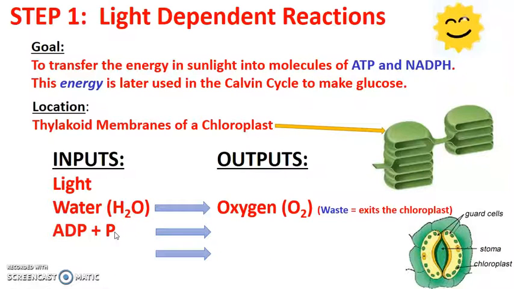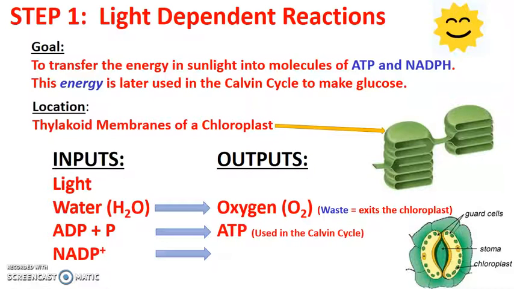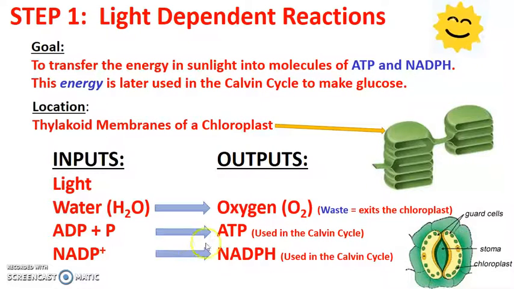We will also need ADP and a third phosphate group so we can regenerate them into ATP. And NADP plus, an electron carrier, will be charged up and reduced to produce NADPH, which we said both ATP and NADPH will be used later on already in the Calvin cycle.